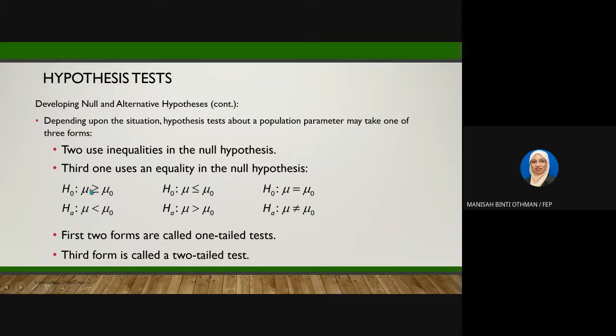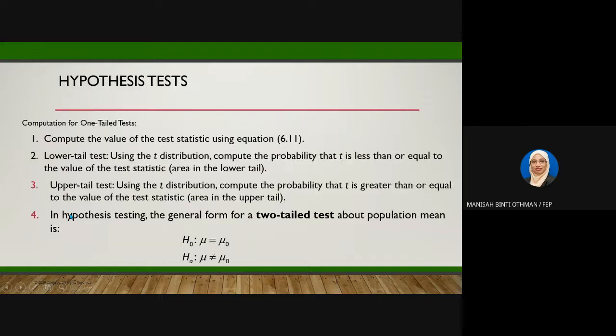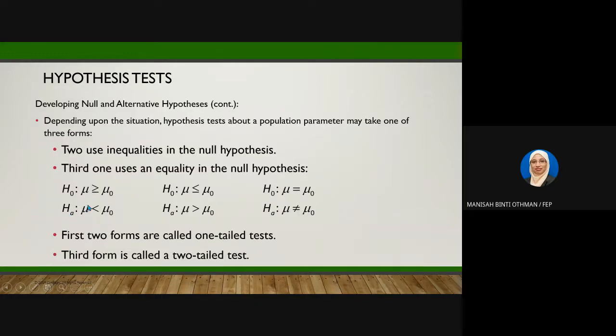For the null hypothesis, the equal sign must be in the null hypothesis. You cannot put, let's say, the null hypothesis as mu more than 3.5, the mean is more than 3.5, and then the alternative hypothesis as mu less than or equal to 3.5. That is wrong. The equal sign must be in the null hypothesis, you cannot put it in the alternative hypothesis.